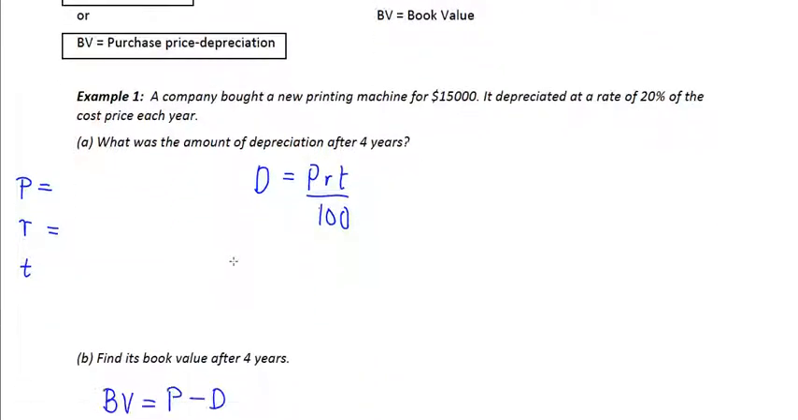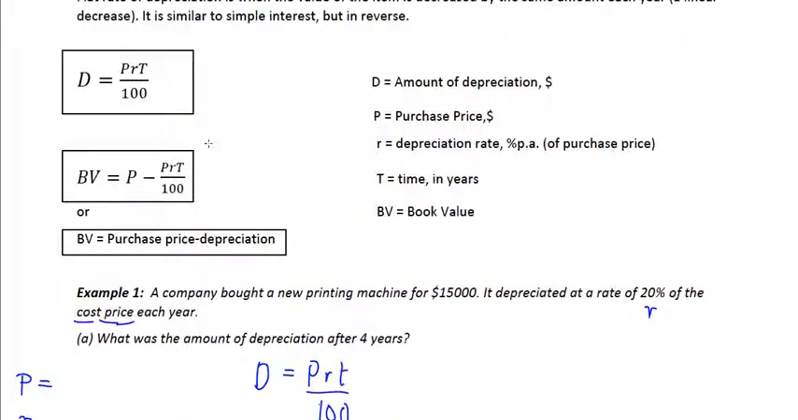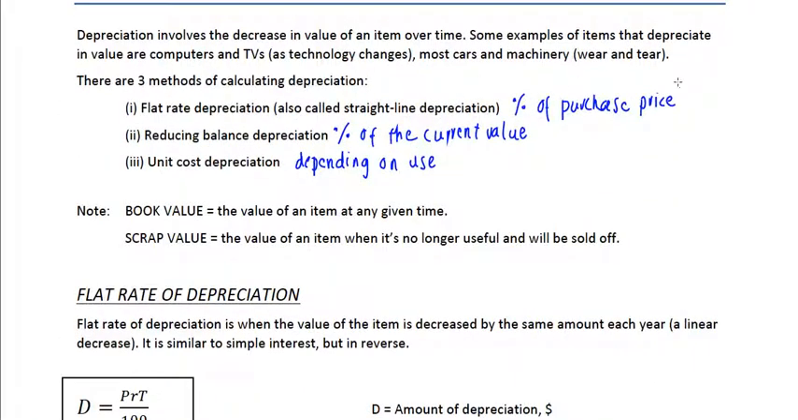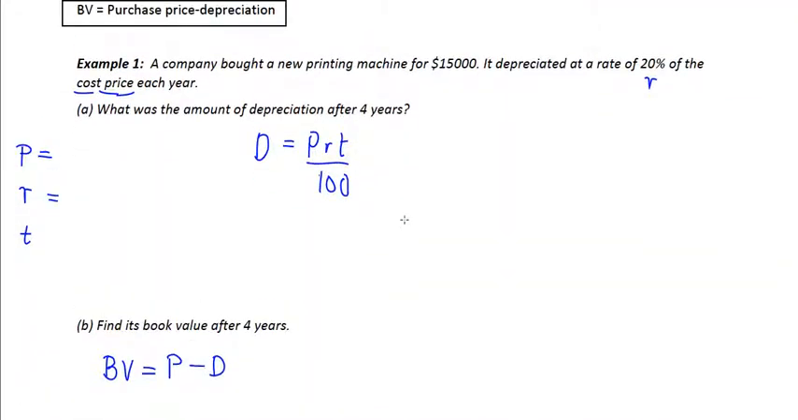So let's have a look at this in practice. If I've got a company buying a machine for $15,000, this is my rate over here, 20% of the cost price. So remember I said with flat rate depreciation that it will be the percentage of the purchase price or the cost price that is being depreciated. So you want to look out for those keywords. So 20% of the cost price, we want to know what's the amount of depreciation. If you want the amount of depreciation, you are finding D. So it was purchased here for $15,000. The rate was 20% and the time, 4 years, is given in the question.